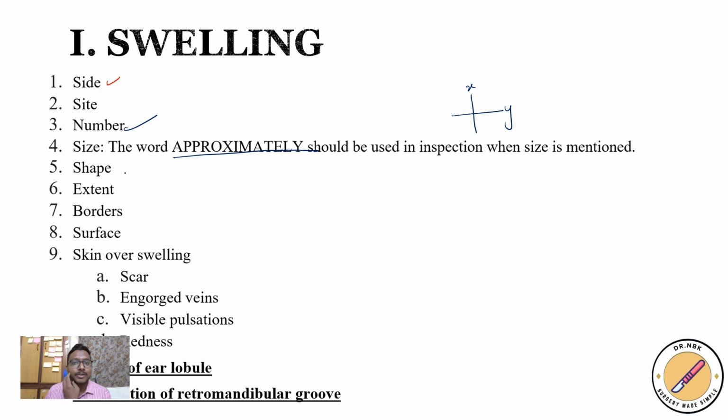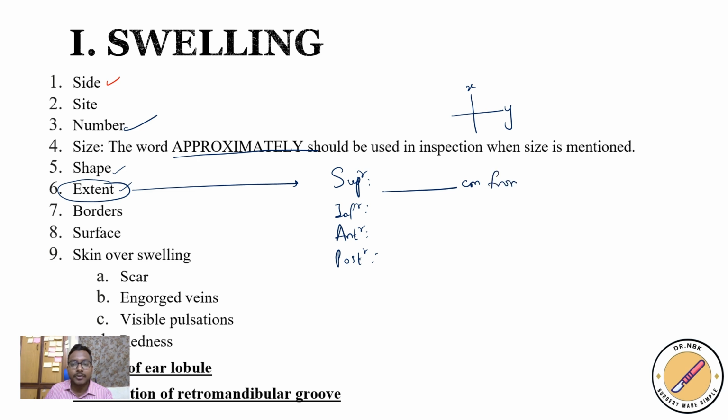Then shape. What is the shape of the swelling? Then extent. To describe the extent, we need to take help of the adjacent anatomical landmarks. So for this extent, I'll write here. One is superior, second one is inferior, then anterior, posterior. So where is the swelling extended till superiorly? We can take help of the anatomical process, that is nothing but zygoma. So dash centimeters from zygoma.